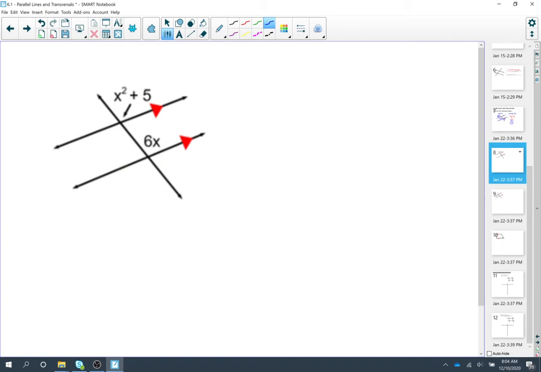Next one. Take a look at your parallel lines. Take a look at your transversal. Now, if I'm looking at the transversal, it looks like they are on the same side of the transversal. And then it also looks like one is on the exterior and one is on the interior. So specifically, those are corresponding angles. Now, we know corresponding angles are congruent, so once again, I can say x squared plus 5 equals 6x.